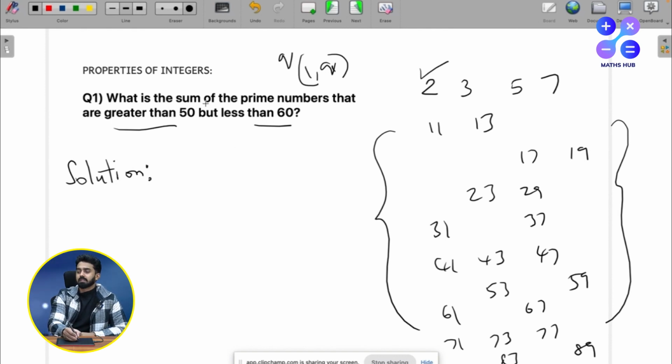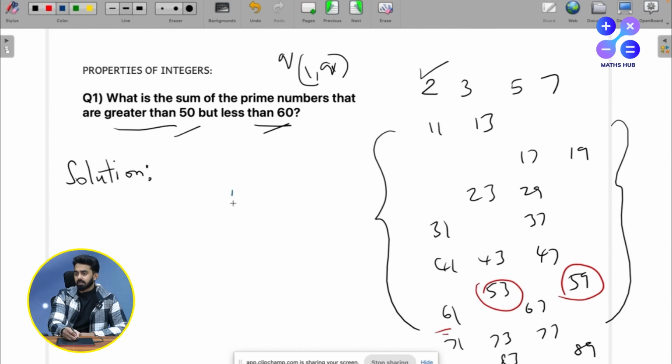So now this question is asking us the sum of the prime numbers that are greater than 50 but less than 60, right? So what are those? Greater than 50, we have 53 and we have 59, right? And nothing else. 61 is more than 60, right? So now what is the sum?